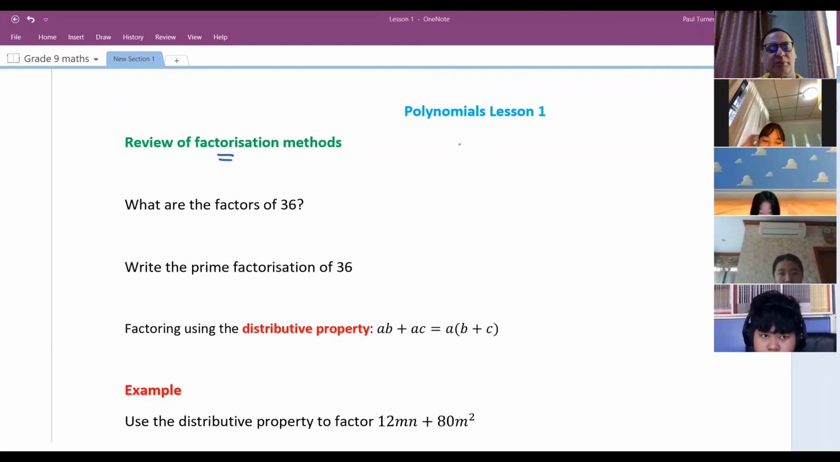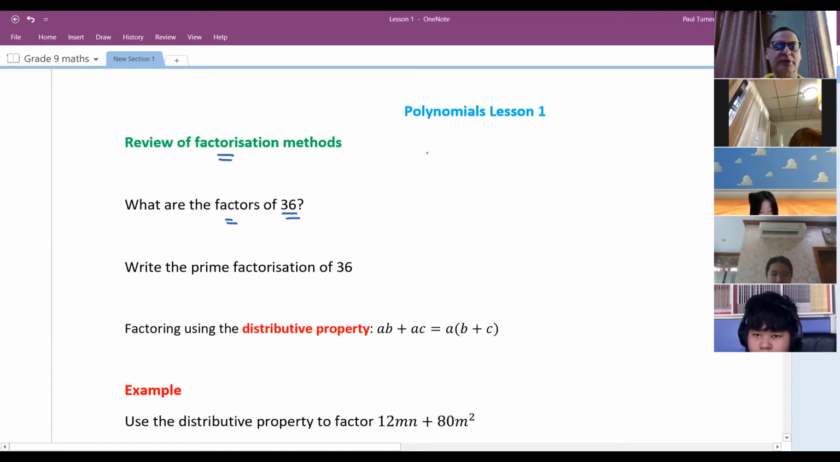Okay, so we're going to do a bit about factorization methods that you learn in grade 7 and 8. So factors, here's an example. What are the factors of 36?